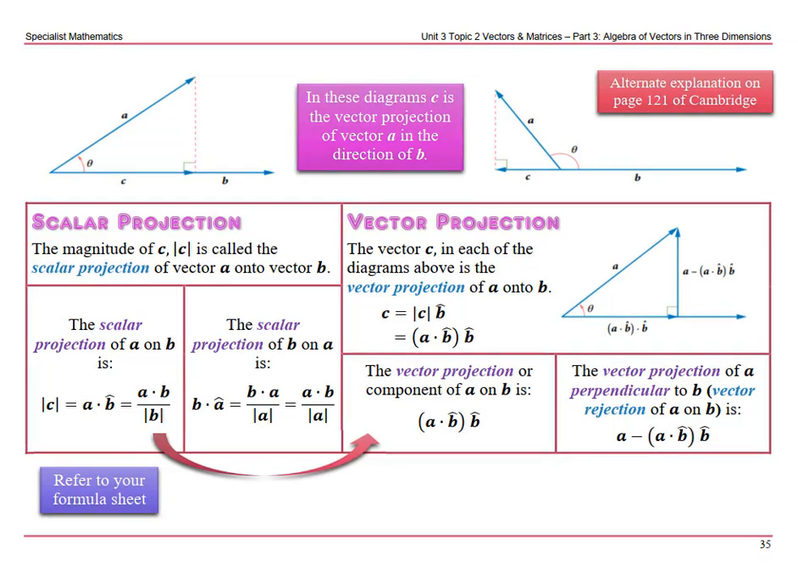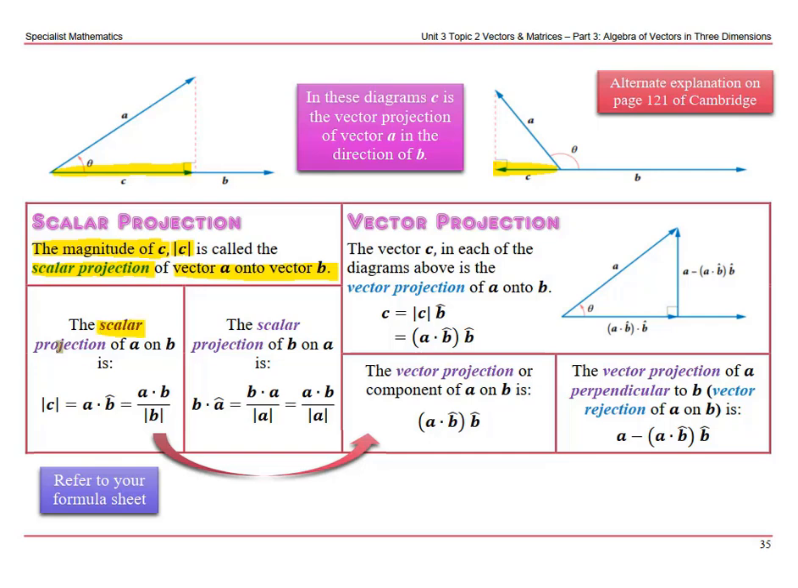So first of all, let's look at these two diagrams. In these diagrams, C is the vector projection of vector A in the direction of B. So here's my vector C here, and in my other diagram, there's my vector C there. So one where theta is acute and the other where theta is obtuse. So our scalar projection, the magnitude of C, our vector C, also called the modulus of C, is called the scalar projection of vector A on vector B.